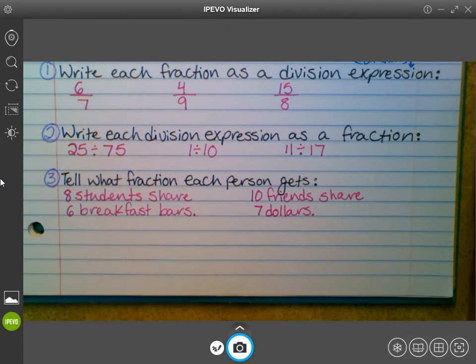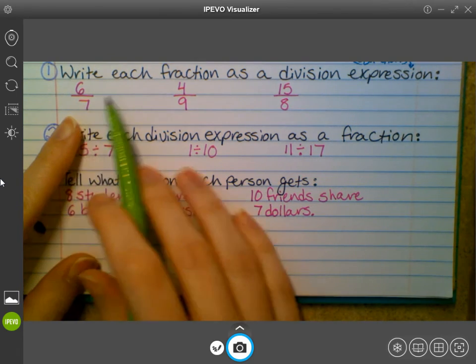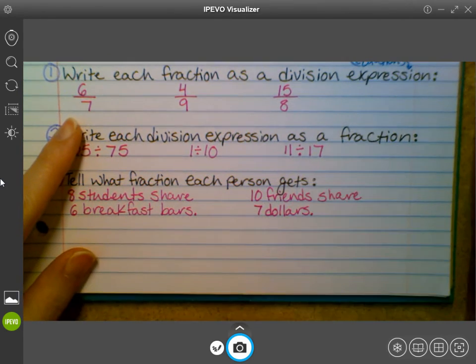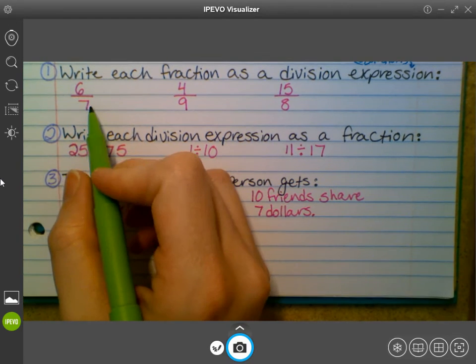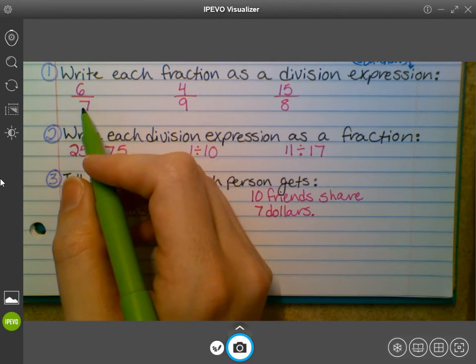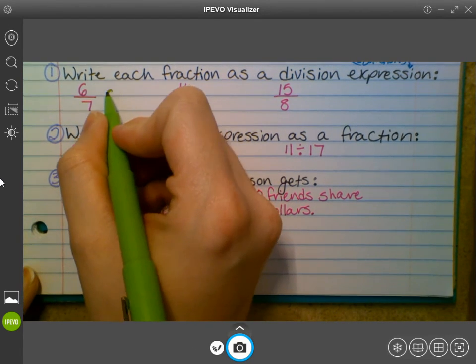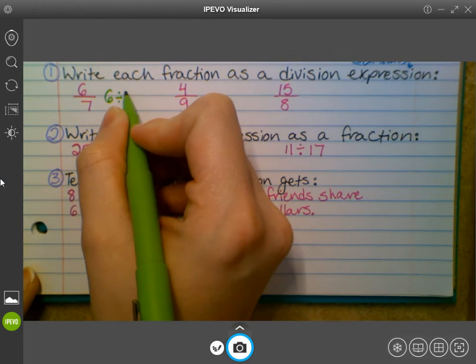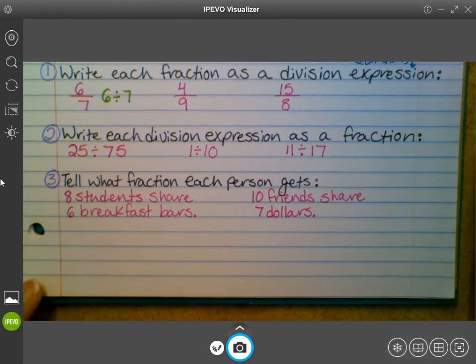All right. So, we're looking at this. Number one, we need to take each fraction and write it as a division expression or a division problem. For our first one, 6/7, that's the same as 6 divided by 7. How many of you got that first one correct?